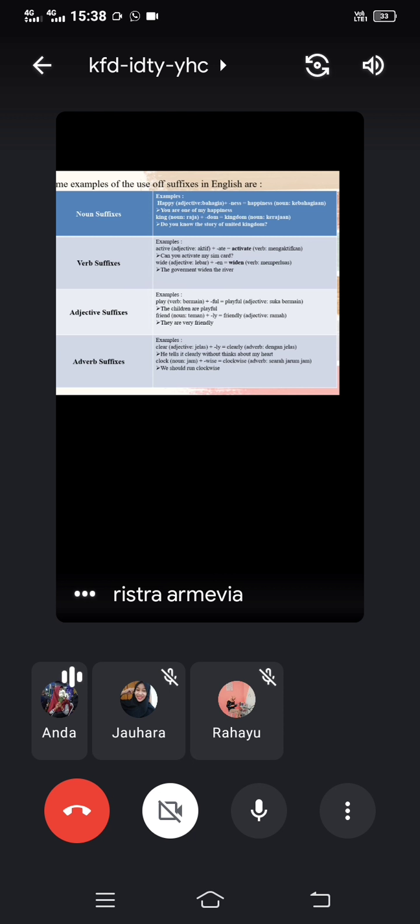Adjective suffix. Example: play, a verb meaning bermain. If we add -ful, it becomes playful, an adjective meaning suka bermain. For example, the children are playful. Friend, a noun, plus -ly equals friendly, an adjective meaning ramah. They are very friendly.